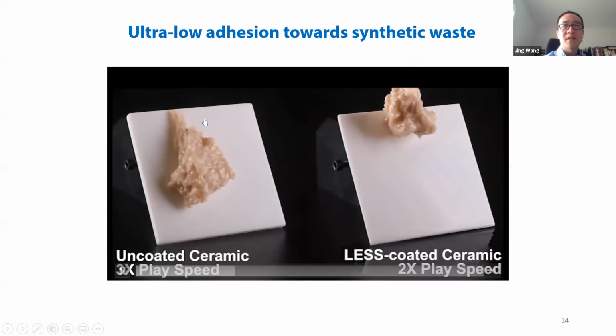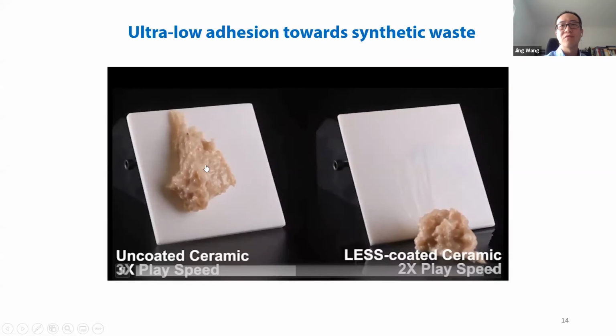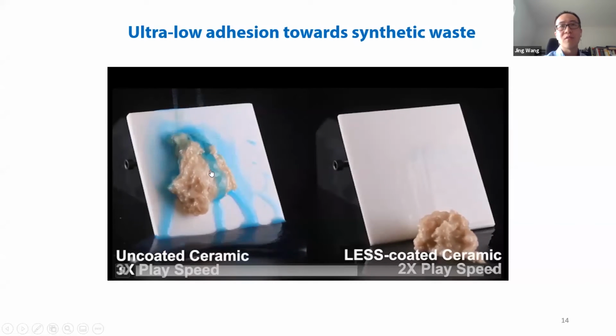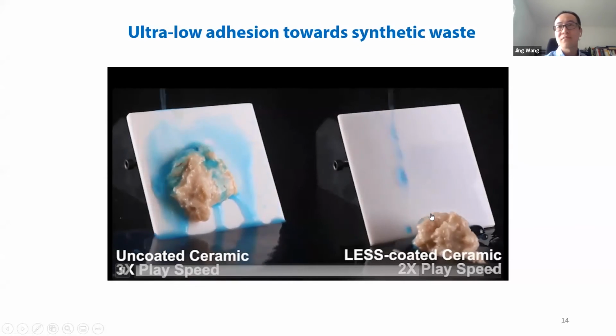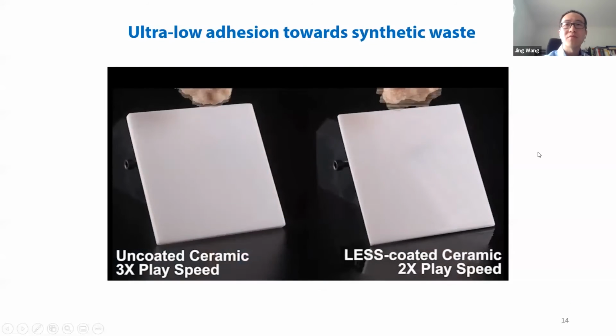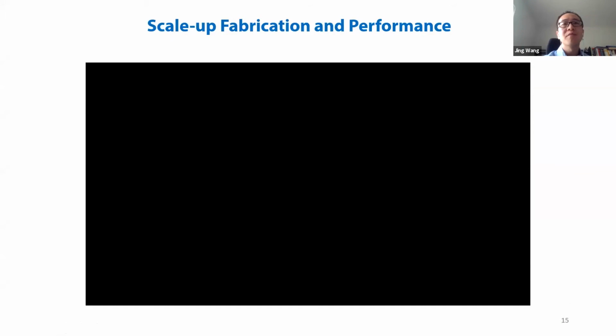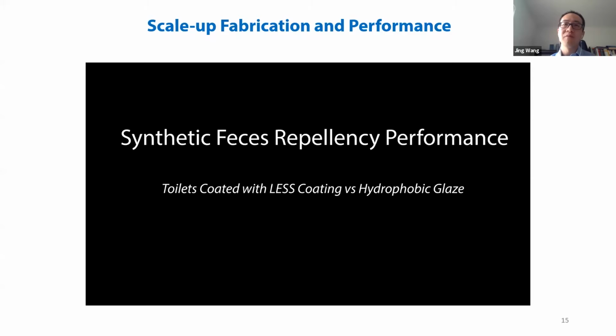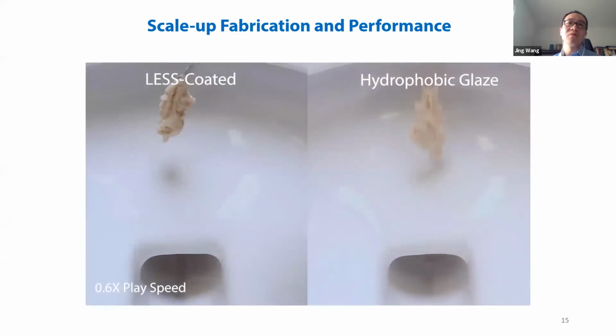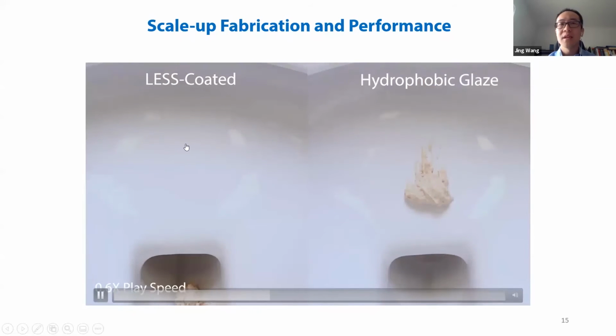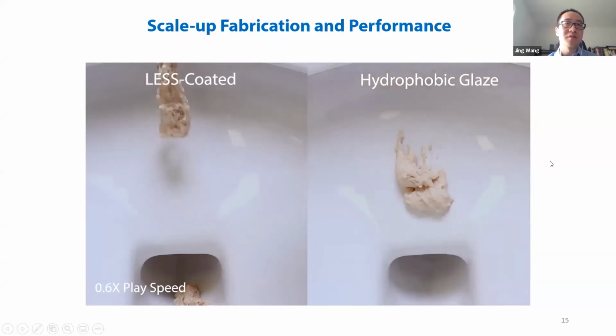So let's see the performance. Compared to untreated ceramic, which adheres to the viscoelastic solids and takes a lot of water to clean, our surface just slides off and doesn't take much water to clean. And as we use a spray coating process, we can put the LESS coating onto complex geometries and scale it up. For example, we put it onto a real toilet and compared to a commercially available, cutting-edge hydrophobic glaze coating, it doesn't quite work, but on our surface, it just slides off into the center of the bowl and doesn't need much water to clean.